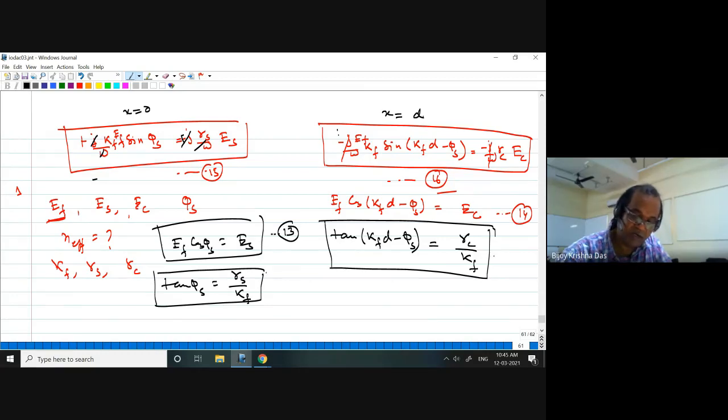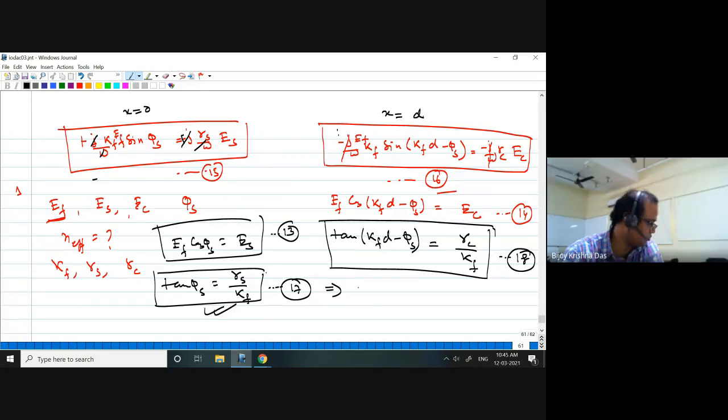15, 16. Let me write this one as, say, 17, and this is your 18. So I have 17 and 18 equations, right? So we have tan of kappa FD minus phi S equal to gamma C by kappa F, and tan phi S equal to this one. Use these two equations, 17 and 18. Then you can find out, for example, if you just expand this one, tan A minus B, then you can get tan kappa FD plus minus tan phi S by 1 over something like that. And that tan phi S you can just substitute like that.